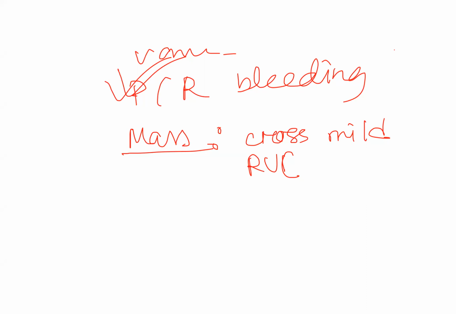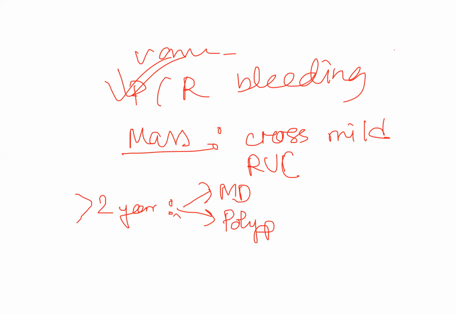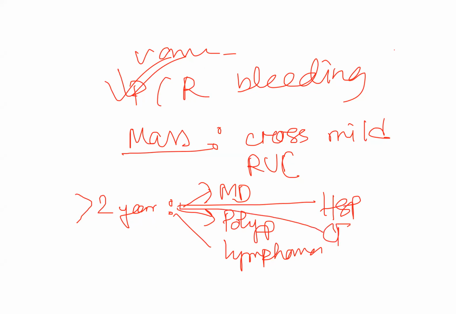But one important thing is, when the child presents at more than 2 years, we have to think it could be a different cause. It could not be a simple invagination. It could be related with Meckel's diverticulum. It could be related with a polyp. It could be related with lymphoma. It could even be HSP. Could be cystic fibrosis as well.